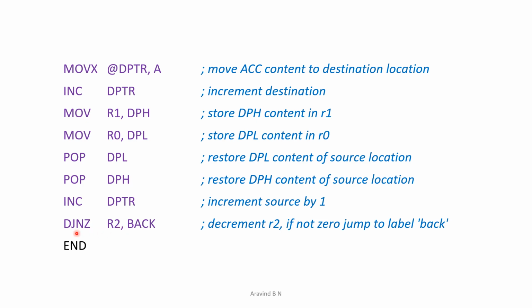For that we need to use this instruction for verification: DJNZ R2, BACK. It is going to decrement R2 by 1, and then it is going to verify whether the content of R2 is equal to 0 or not. If it is not equal to 0, then it will go to the back option. That's the iteration, that's the loop. If it is equal to 0, it will come out and stop the execution.